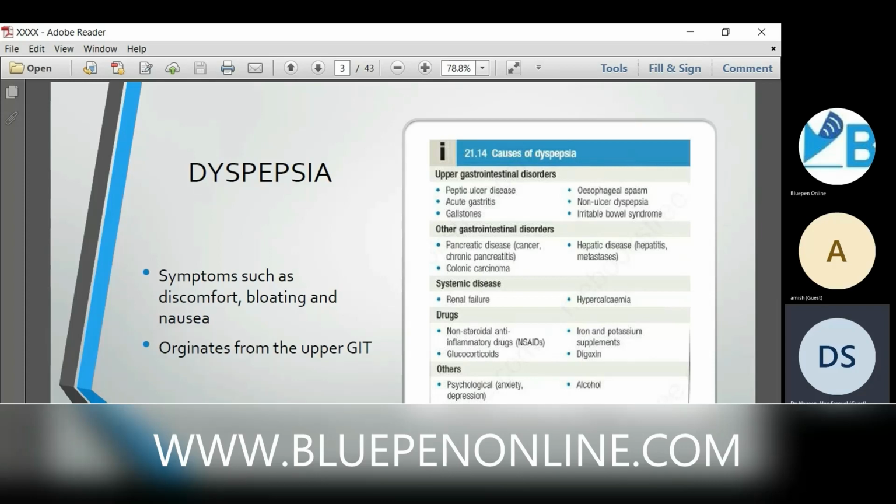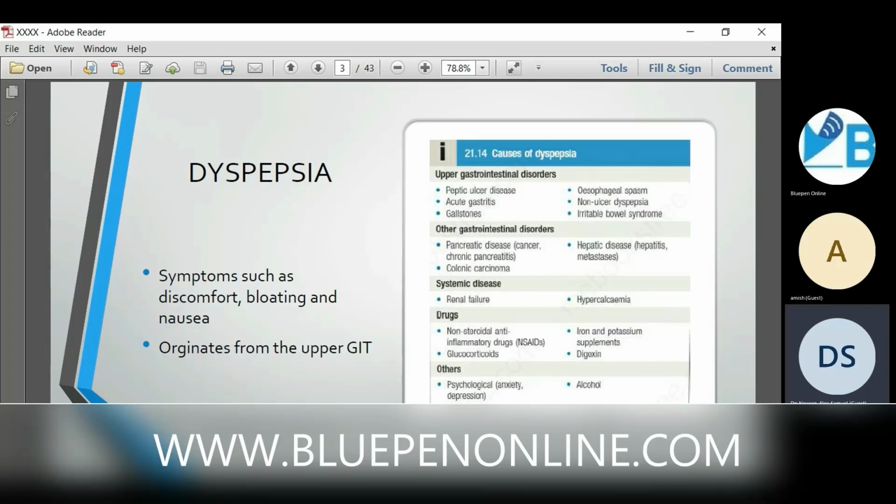Then there will be other causes like non-ulcer dyspepsia and irritable bowel syndrome. Then other gastrointestinal disorders like pancreatitis or cancer of the pancreas can also cause dyspepsia. Then colonic carcinoma. Then hepatic disease like hepatitis or metastasis can also cause dyspepsia. Then systemic diseases, which are not GIT causes, like renal failure. Then hypercalcemia, by increasing serum calcium levels. Then there are drugs like NSAIDs, like aspirin. Aspirin was widely used, and it is a very classical example for causing gastrointestinal disorders, or it causes dyspepsia.